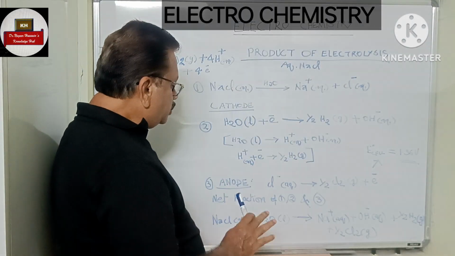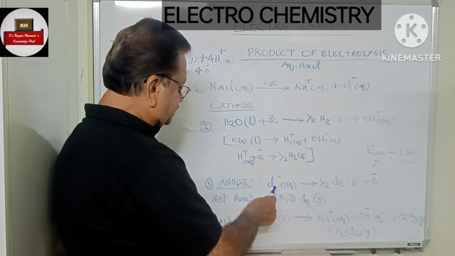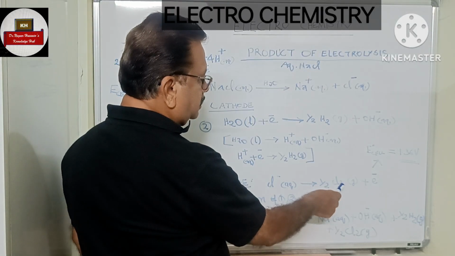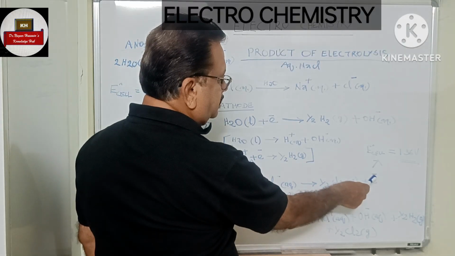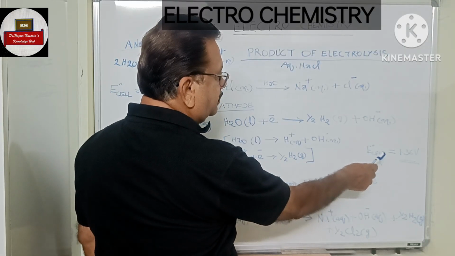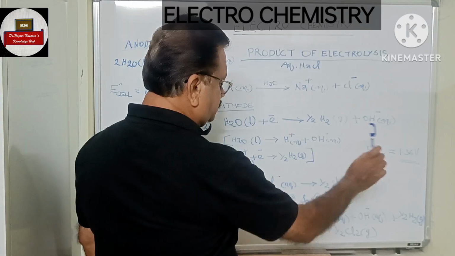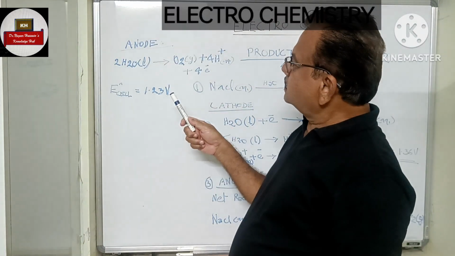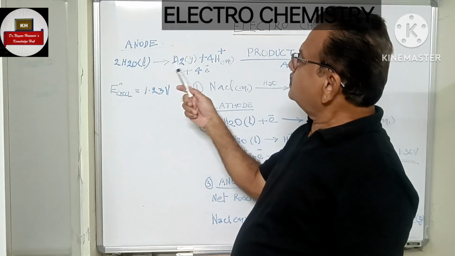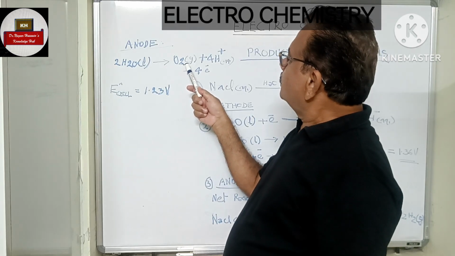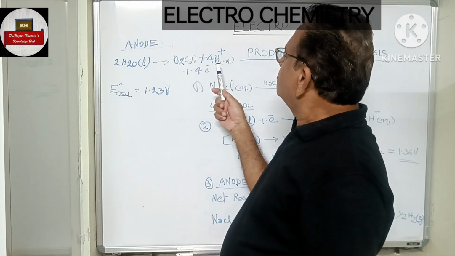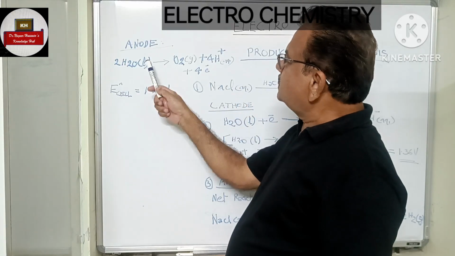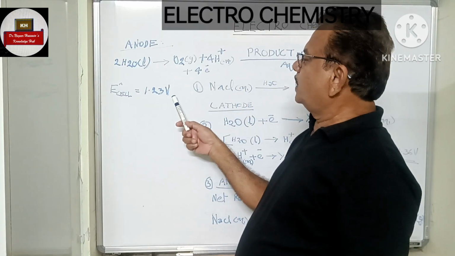And at the anode, there are 2 reactions possible. I will write one reaction here. Cl- aqueous giving half Cl2 gas plus electron, and the E0 cell of this reaction is 1.36 volt. Now come here. The other reaction possible at the anode is water dissociating to give O2 gas, 4H+ and 4 electrons.